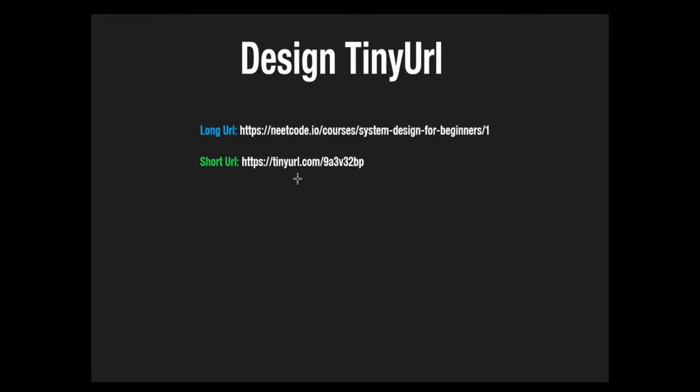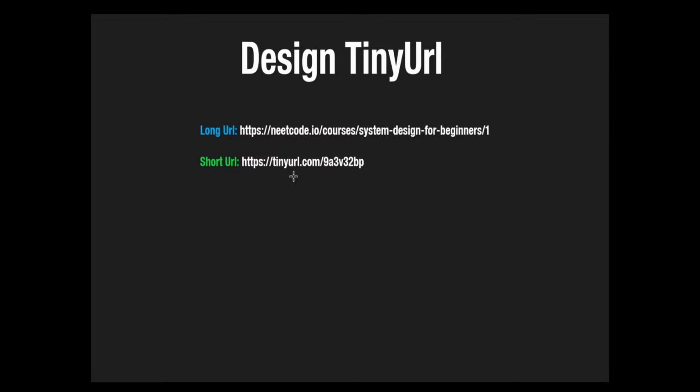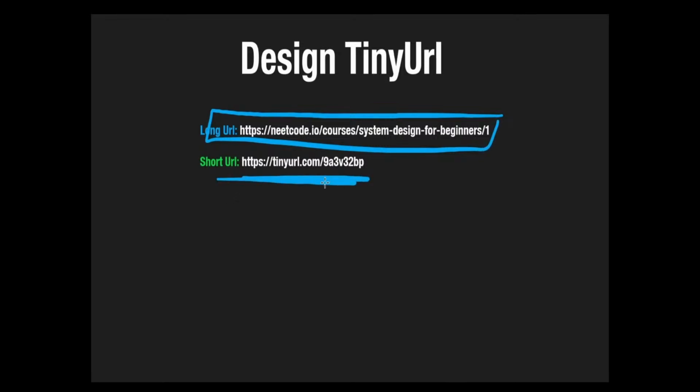Now, in terms of non-functional requirements, obviously we want this to be as available as possible and as fault tolerant as possible. So if components of our design end up failing, we do not want the entire system to shut down. And the point of a short URL is to make it more user-friendly. So we definitely don't want to add additional latency, because at that point you might as well stick with the long URL if the short URL is going to be so much slower. So let's try to get as minimal latency as possible.